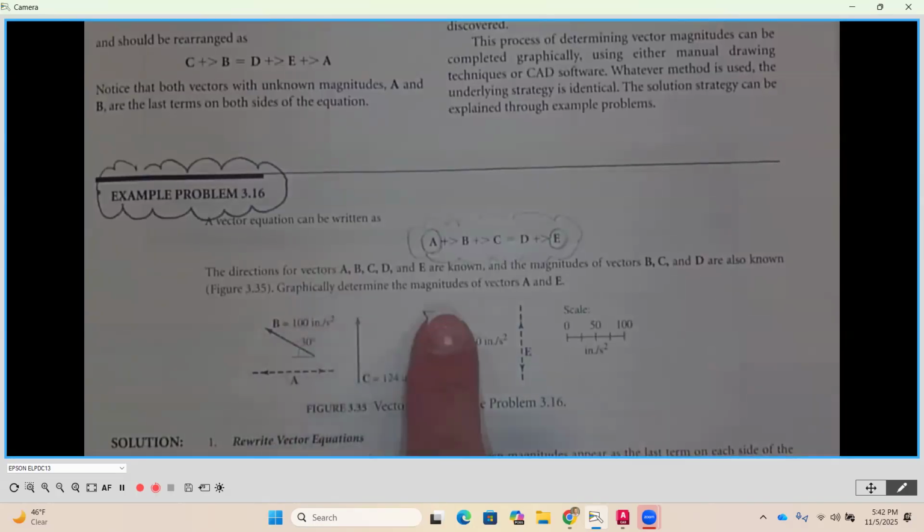As we look at A and E, though, you're going to notice that we have dashed lines. We have two arrowheads on each one of those, depending on the direction. Basically what that's saying to us is we know what the direction is. A is going to be along a horizontal line. E is going to be along a vertical line, but we don't know each one of these magnitudes. So that's what they're saying in here. Determine the magnitudes of A and E. How long are those going to be? And we're going to do it graphically, so we're going to be doing these in AutoCAD.